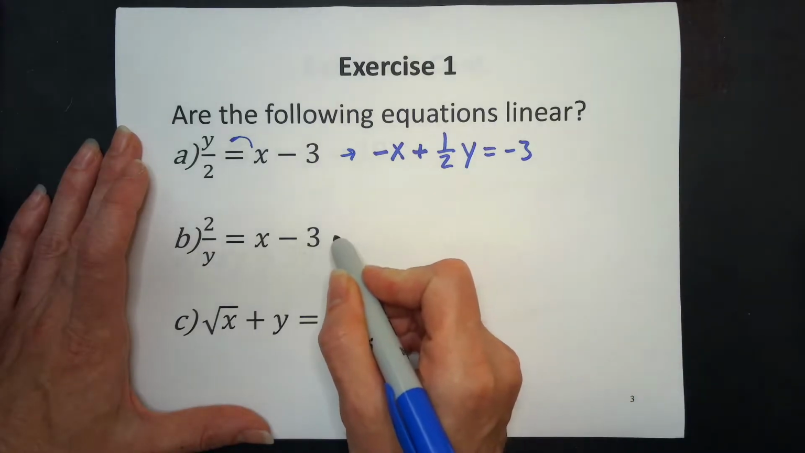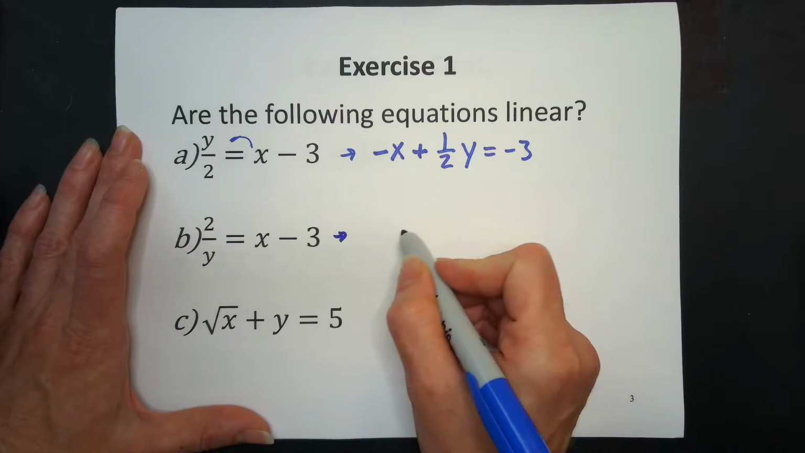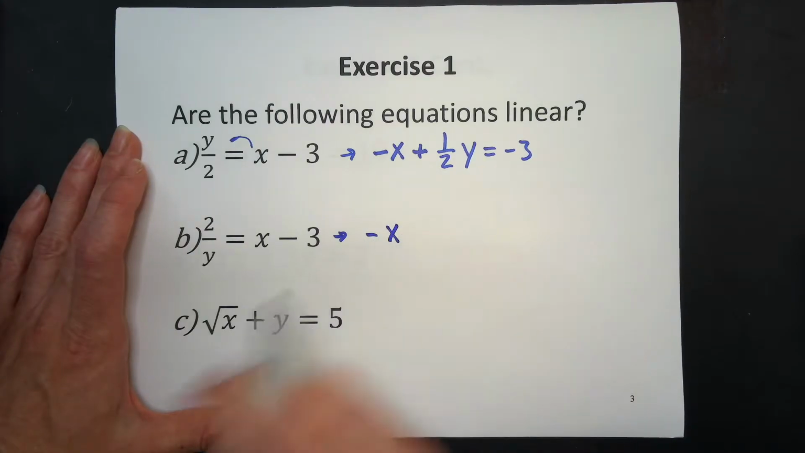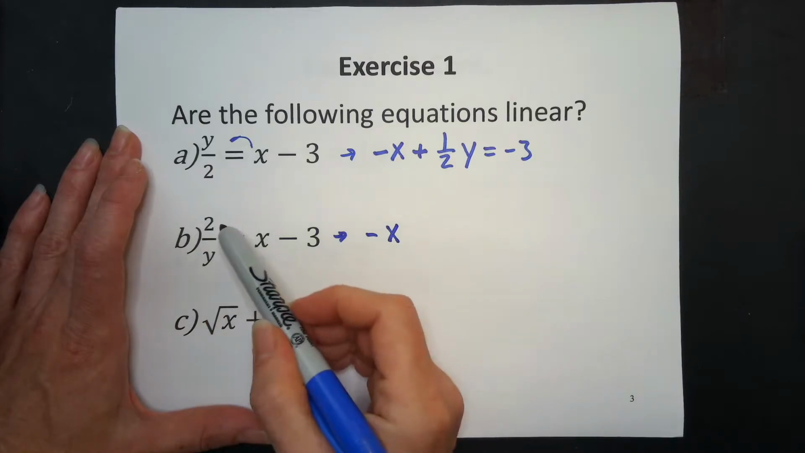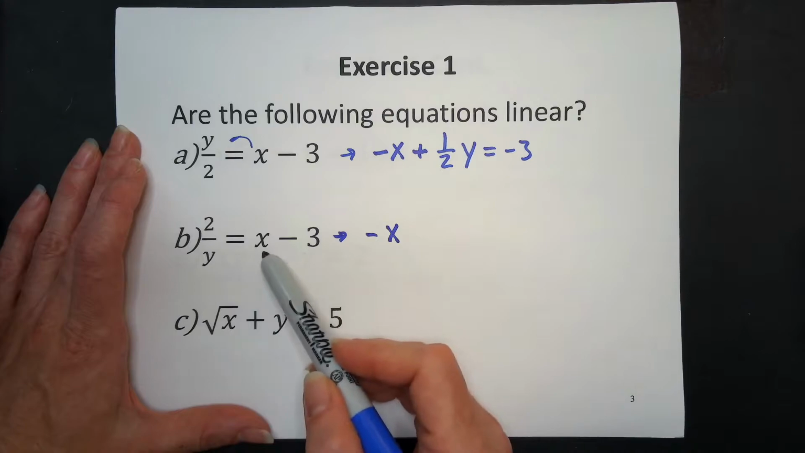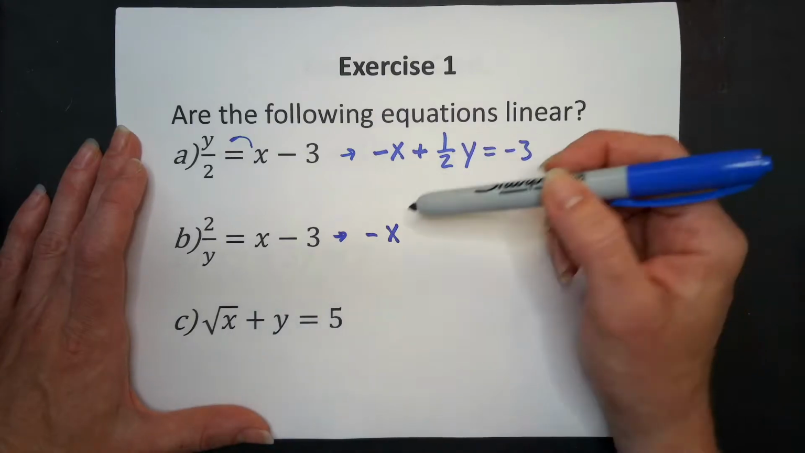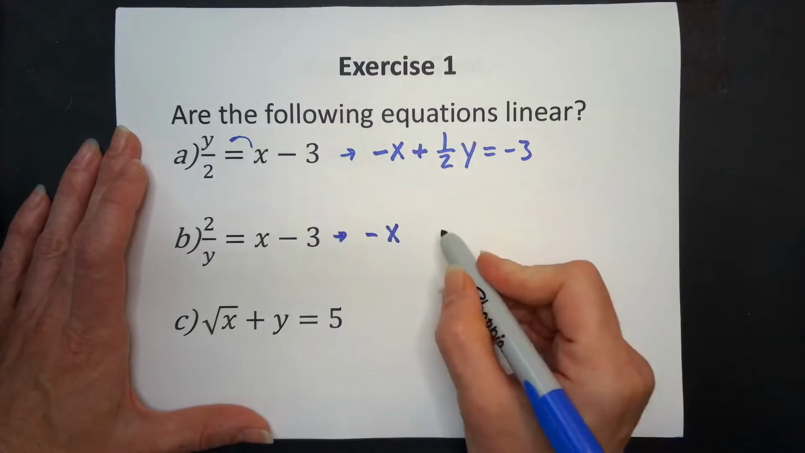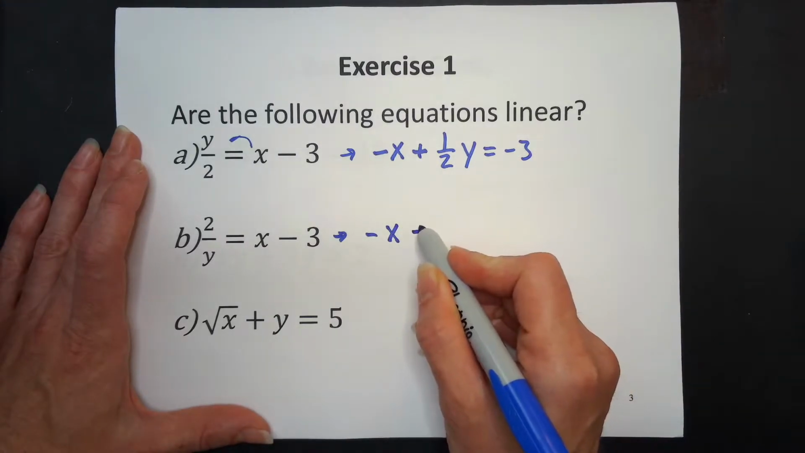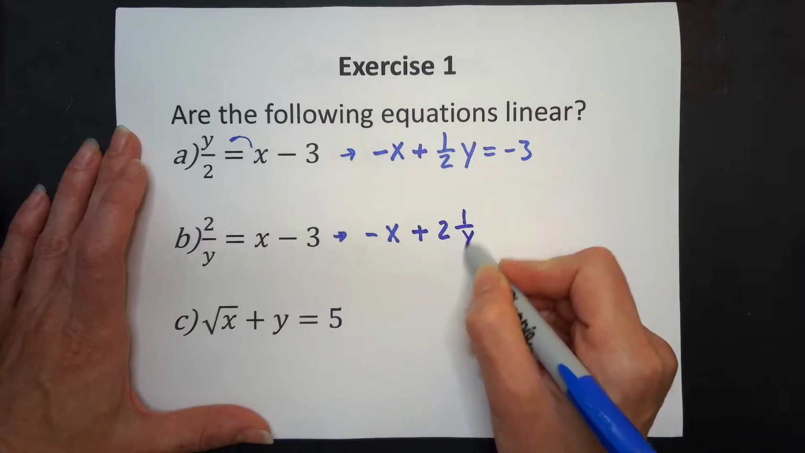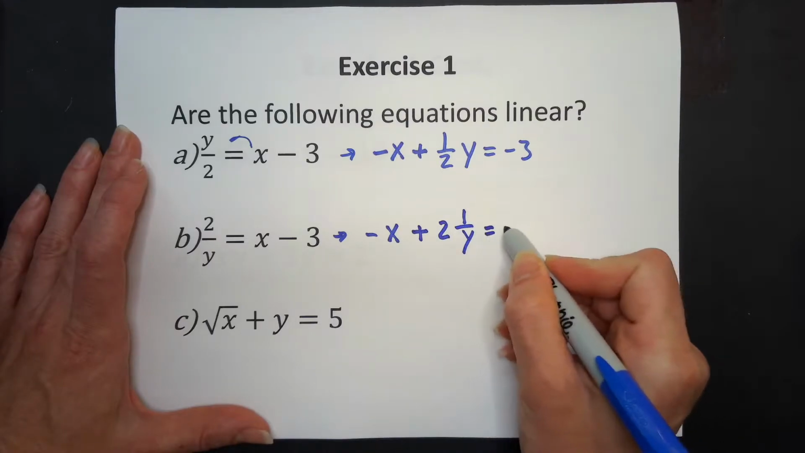Let's do the next. This one's very similar. It starts out similar, so I move the x to the left-hand side. I get negative x. Let me say the equation out loud. For part B, it's 2 over y equals x minus 3. So I'm going to move the x to the left-hand side, and it'll become negative x. Then I'll move the 2 out front of the y, and I'll have plus 2 times 1 over y, and that's going to be equal to negative 3.